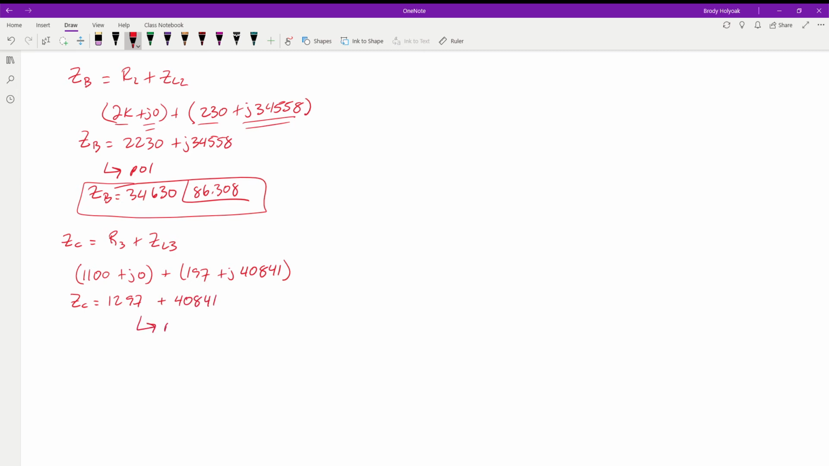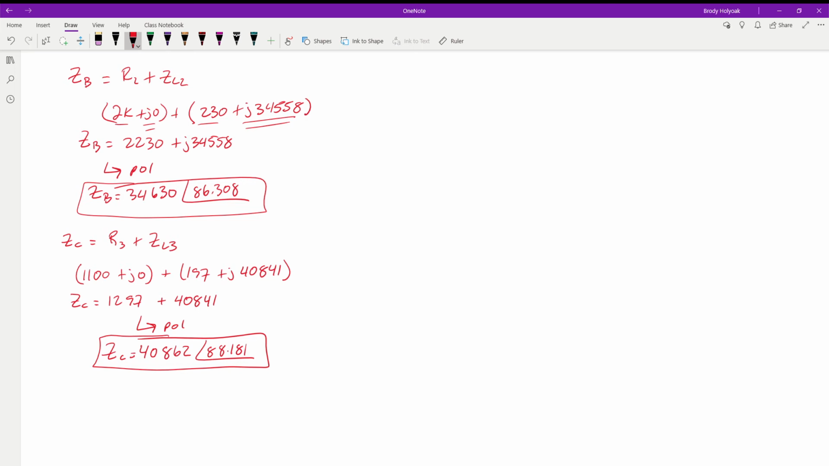Going to convert that guy to polar, and ZC is equal to 4862 at an angle of 88.181 degrees. Okay, now that we have those, now we can solve for the rest of these guys. So this is where that switch is going to happen like I was telling you about.